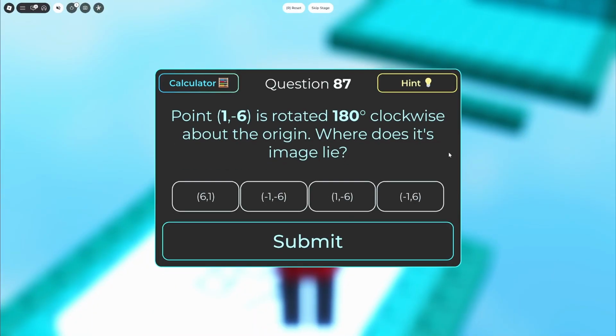Yay! Oh my gosh. Point 1, -6 is rotated 180 clockwise. I forgot what direction a clock goes in for a second. Give me a second. Where does this image lie? That's a good question. And I don't want to get it wrong this time because I would have to go all the way back down. So right now it's in the 3rd quarter of a graph. Actually, no. It's in the 4th quarter of a graph. If we go 180 clockwise, that's 90, that's another 90, which is 180 clockwise. So it'd make it both negatives, I believe.